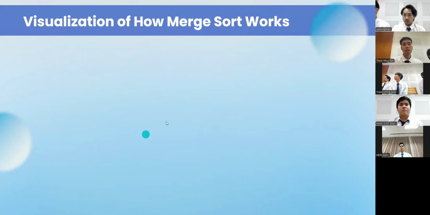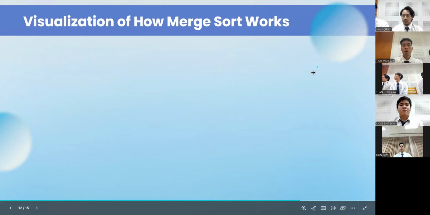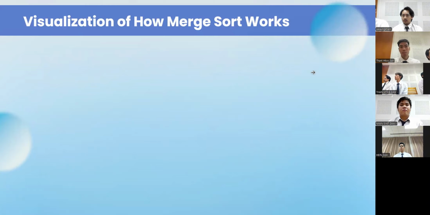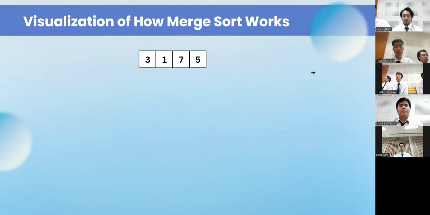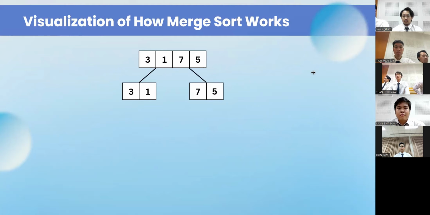Okay, hello. For now, I will walk you through how merge sort works visually. Imagine we have an array of size 4. As my friend Andy explained, merge sort works by dividing arrays into smaller sub-arrays. So it divides the arrays until it reaches single-element arrays.